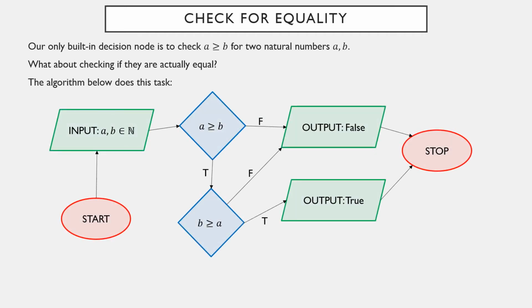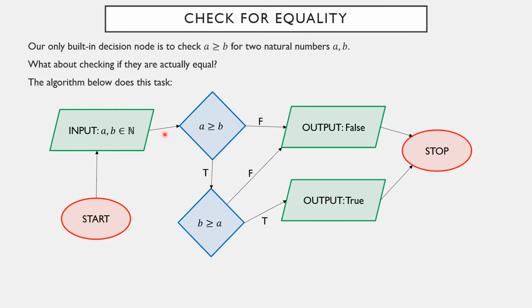First, let's check if this algorithm is legitimate to begin with. Does it have a single start node? Yes. Does it have at least one stop node? Yes. Other than that, let's just make sure everything has exactly one arrow leaving it, except for the stop node, which has none, and decision nodes that get exactly two arrows leaving, one labeled true, one labeled false.